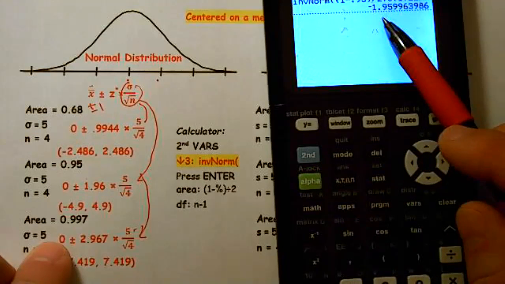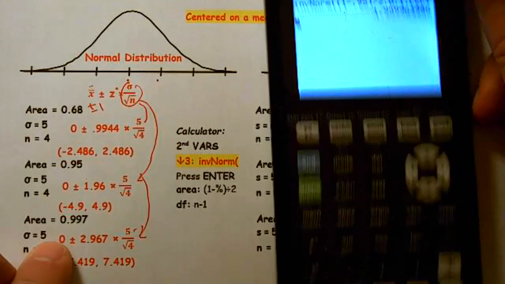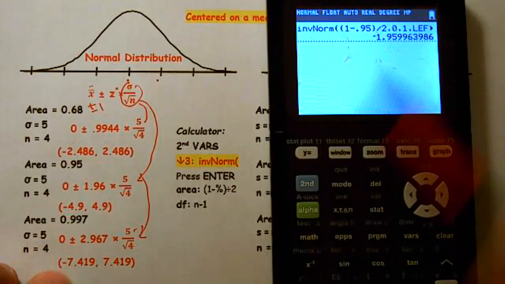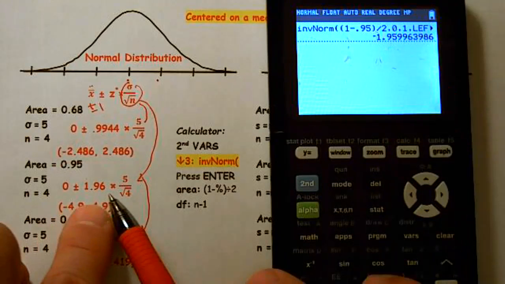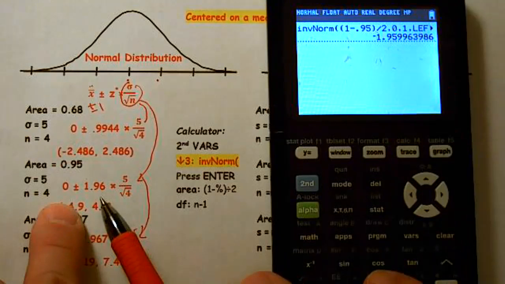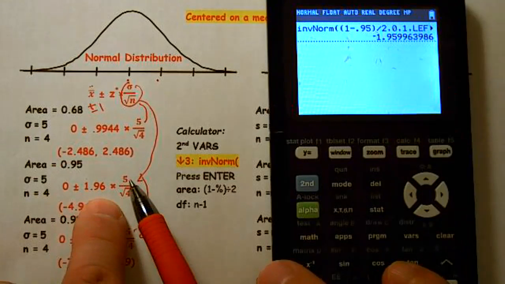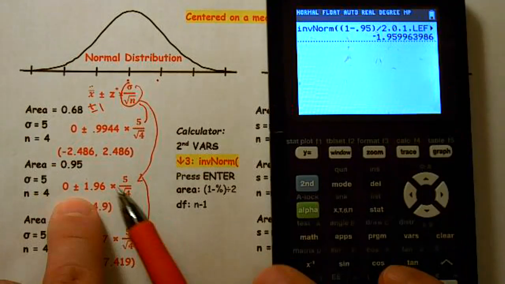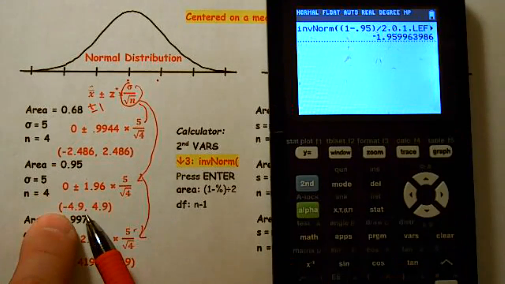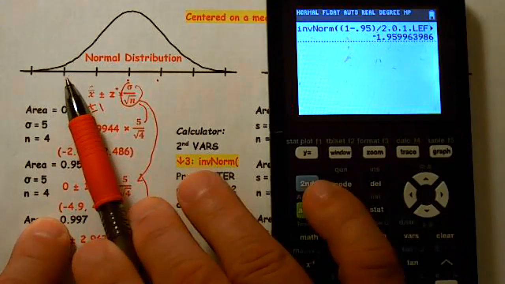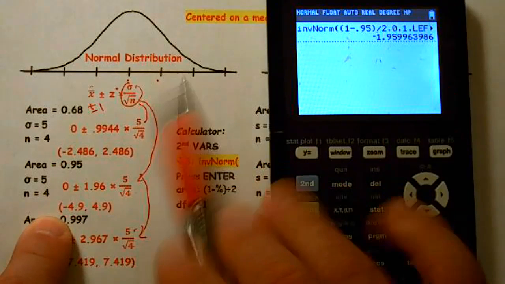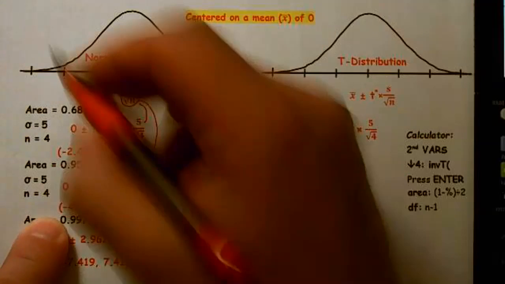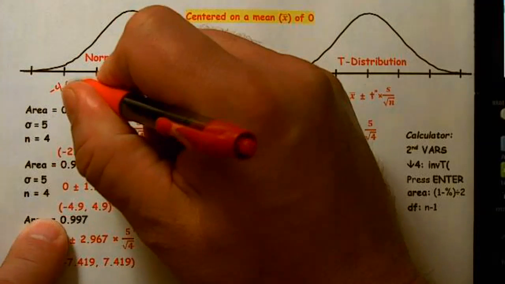And once again, I get not quite 2. We estimated at 2, but we're plus or minus 1.96 times our standard deviation, which is 5 divided by the square root of 4, and we end up finding that we're out 4.9 below and 4.9 above. So right here, this would be essentially negative 4.9.